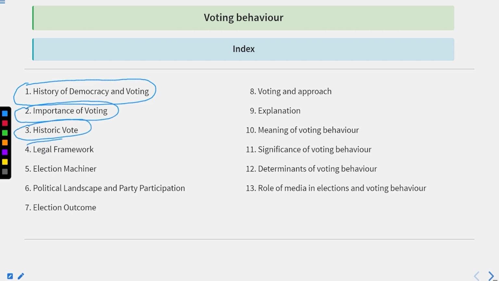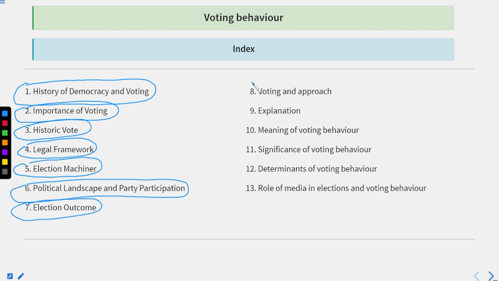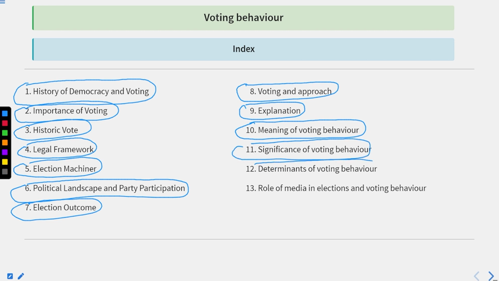historic vote, legal framework, election machinery, political landscape and party participation, election outcome, voting and approach, explanation, meaning of voting behavior, significance of voting behavior, determinants of voting behavior, and the role of media in elections and voting behavior. All right. So basically, these are the topics that we have scheduled for the discussion.